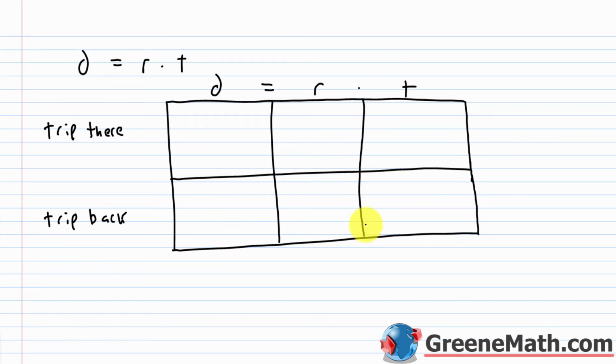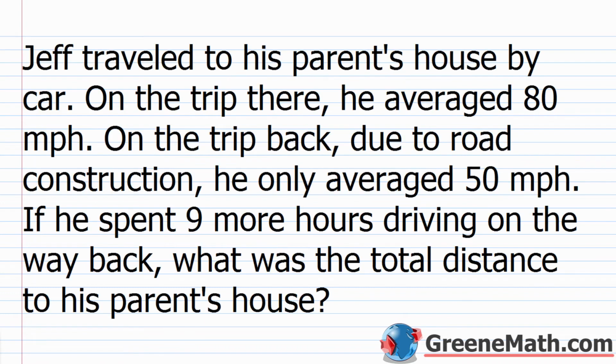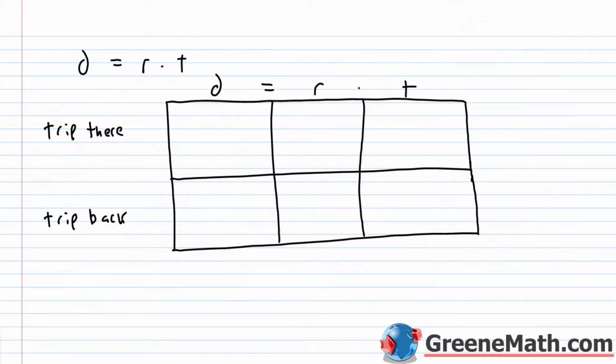All right, so let's go back up and see what we can figure out. So the first information we're given is that on the trip there, he averaged 80 miles per hour. So he averaged 80 miles per hour. So that is something we're going to write under rate. Now it says on the trip back, he averaged only 50 miles per hour. So let's put those in under rate. So for the trip there, it was 80 miles per hour. On the trip back, it was only 50.